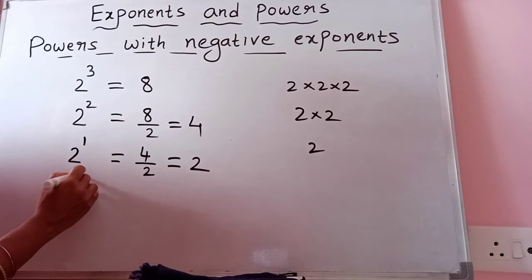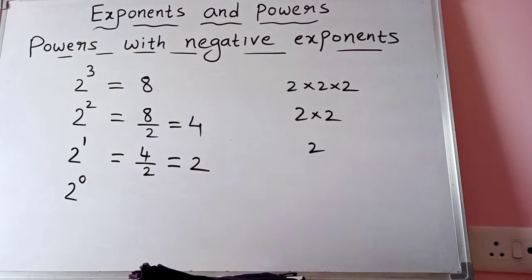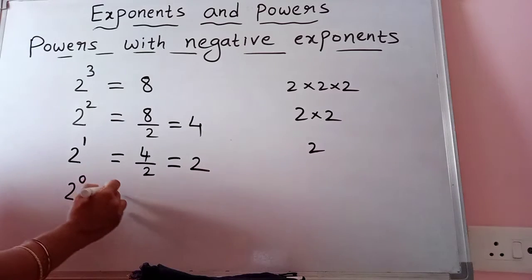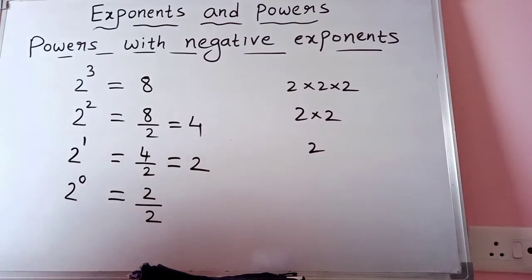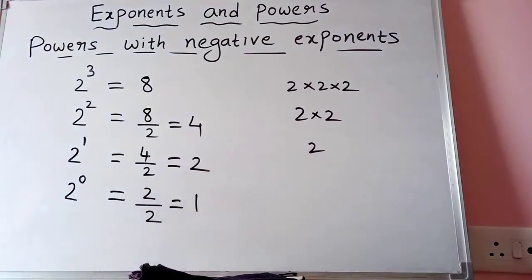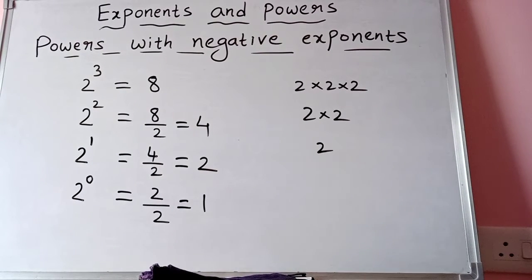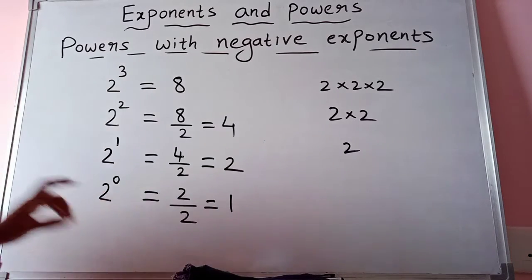Further, if I decrease the exponent by 1 more, then I will get 2 to the power of 0. Now 2 to the power of 0 is from the previous result 2, dividing by 2. 2 by 2 value is 1, that is 2 to the power of 0 value is 1. Last year you had one formula, children: a to the power of 0. What is the value of a to the power of 0? Yes, a to the power of 0 value is 1. Here also 2 to the power of 0 value is 1.